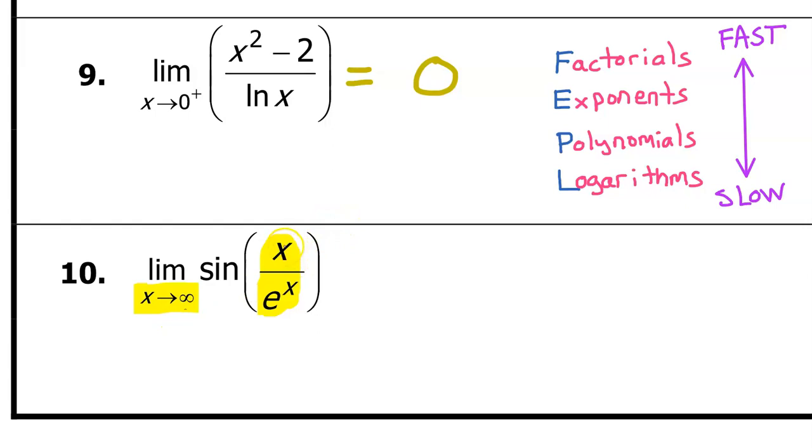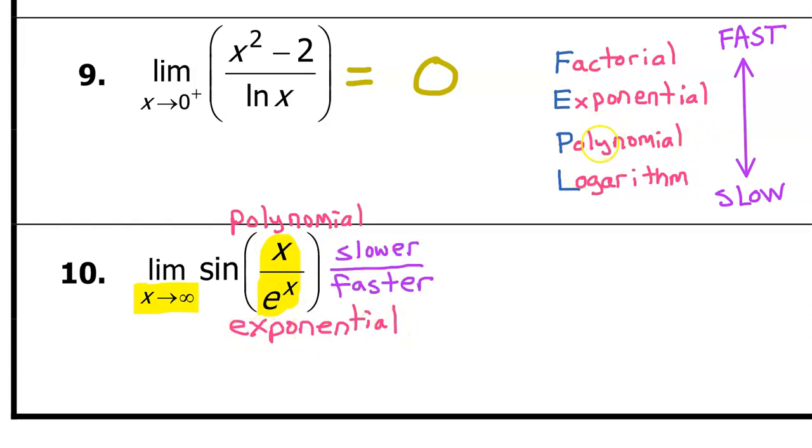So in this case, we have an x in the numerator and e to the x power in the denominator. X is a very, very simple polynomial. Of course, e to the x is an exponential function. FEPL reminds us that polynomials grow slower than exponential functions. So as x approaches infinity, the numerator is growing slower than the denominator. Therefore, the denominator is getting bigger and bigger compared to the numerator. Therefore, the overall value of the fraction is getting smaller and smaller and smaller. In other words, it is approaching 0.